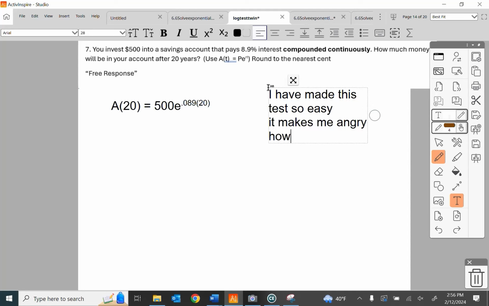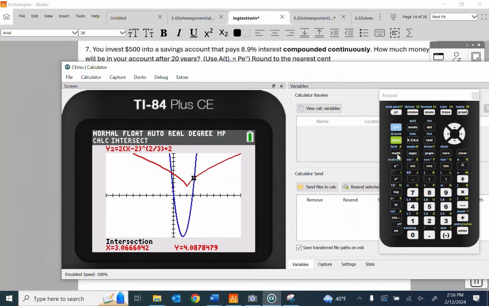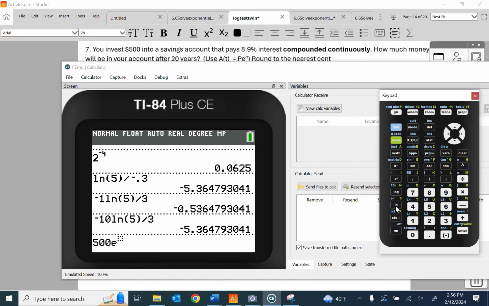I dumbed it down. Here we go. Push buttons. I believe that was 500, e to the 0.089 times 20.